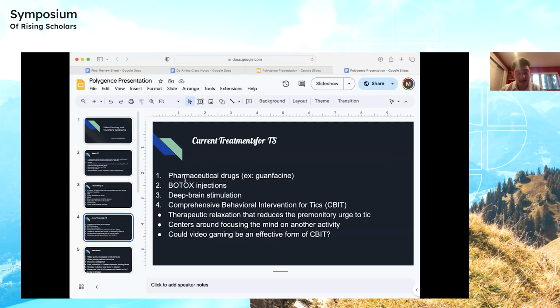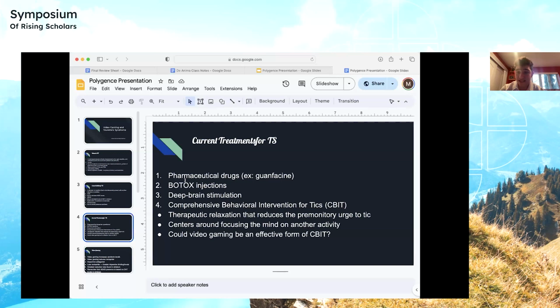So what are current treatments of Tourette's? Overall, the primary treatment are pharmaceutical drugs, namely guanfacine, for example. But these medications do have side effects as well, and potentially undesirable side effects that may draw people away from these medications. Other options are Botox injections and DBS, or deep brain stimulation, but these are more invasive measures and are not always feasible.